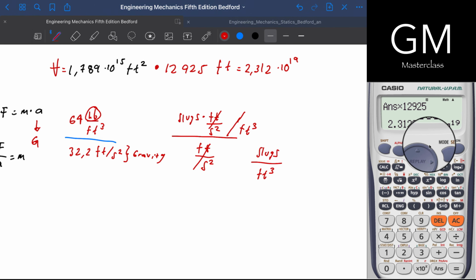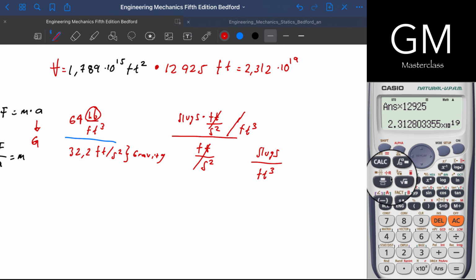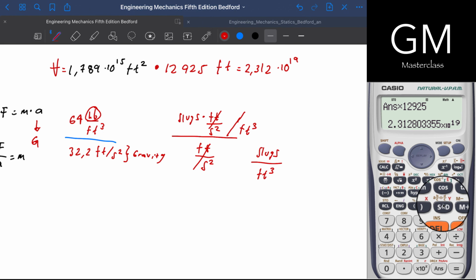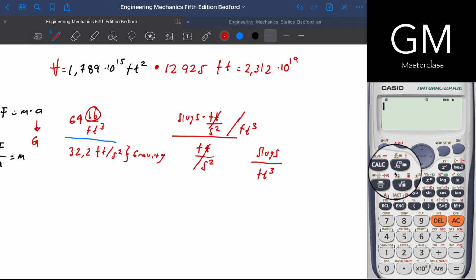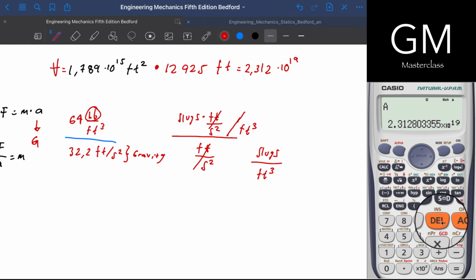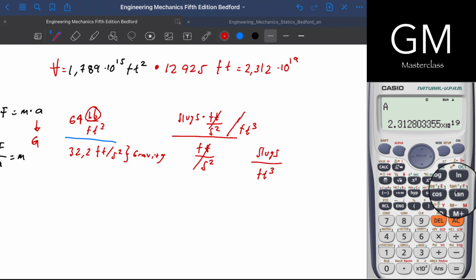I'm going to save this value on the calculator, so if you don't know how to do this, you just have to press shift, then this button, because here you can access the storage, as you can see in yellow, and then you have to press a letter that's in red, so maybe the A. Right, so now I can clear this, and when I look for the A, the calculator is going to give me the answer.